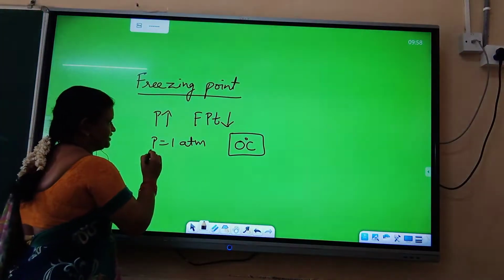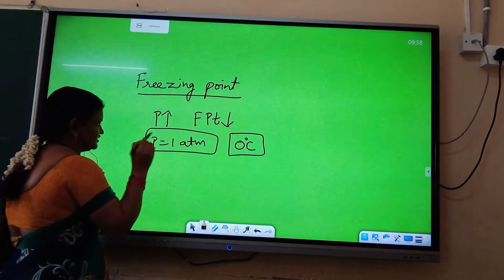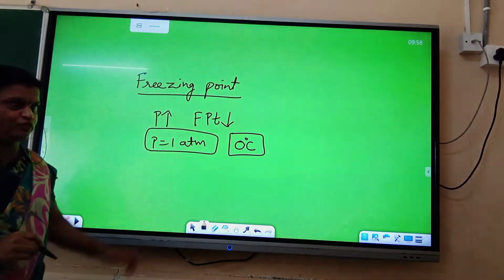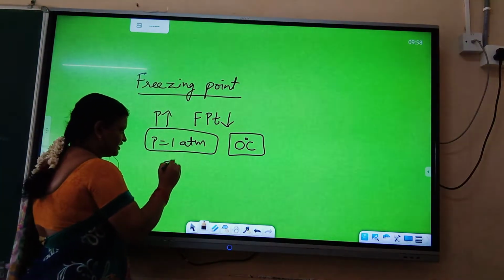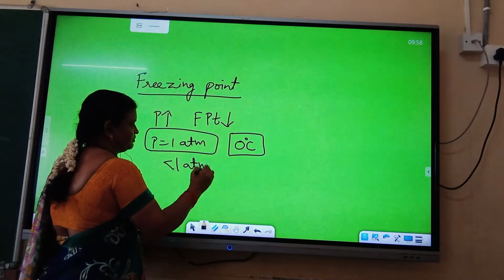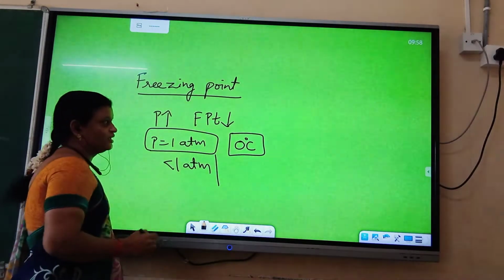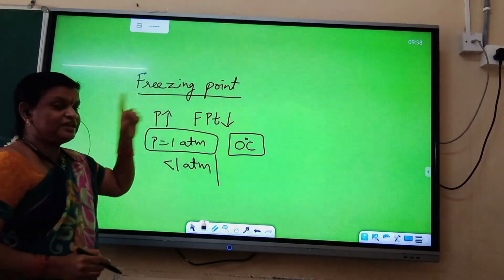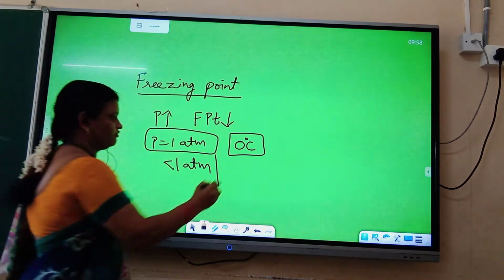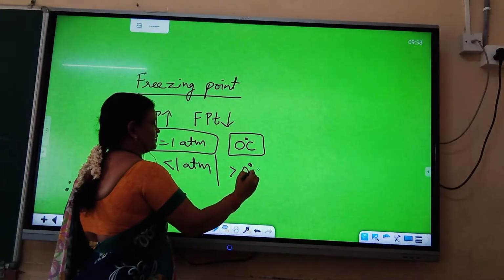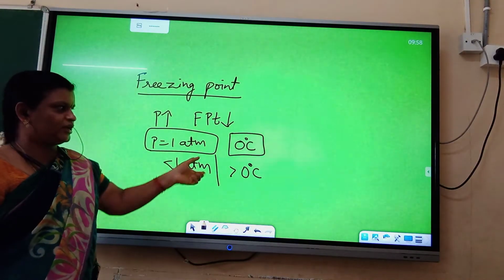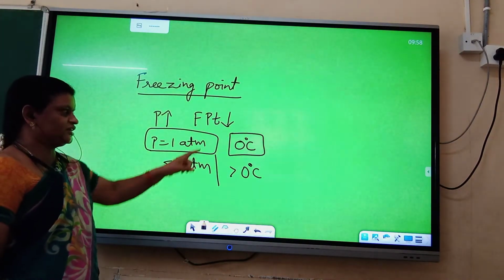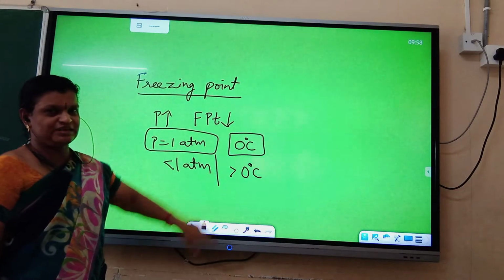So, 0 degrees Celsius is the melting point or the freezing point of water when pressure is equal to 1 atmosphere. When pressure is decreasing, what happens? Melting point will increase. Melting point will be greater than 0 degrees Celsius. Same like what we understood in elevation.